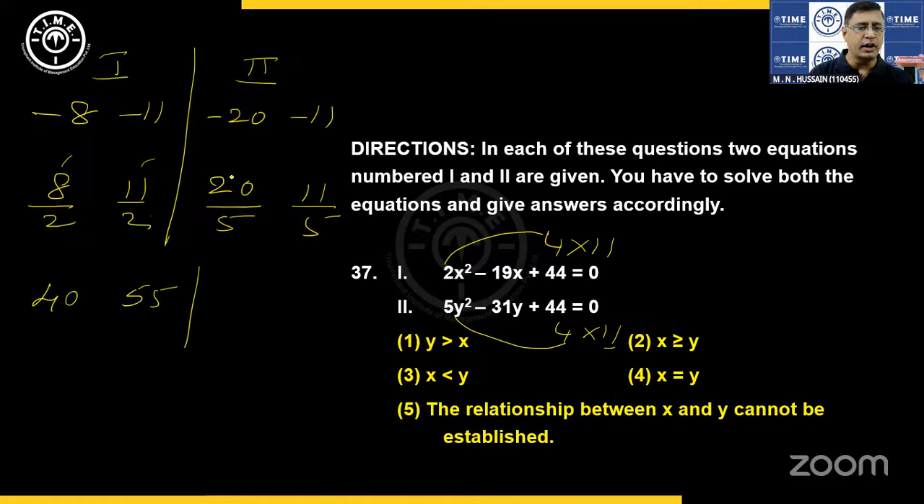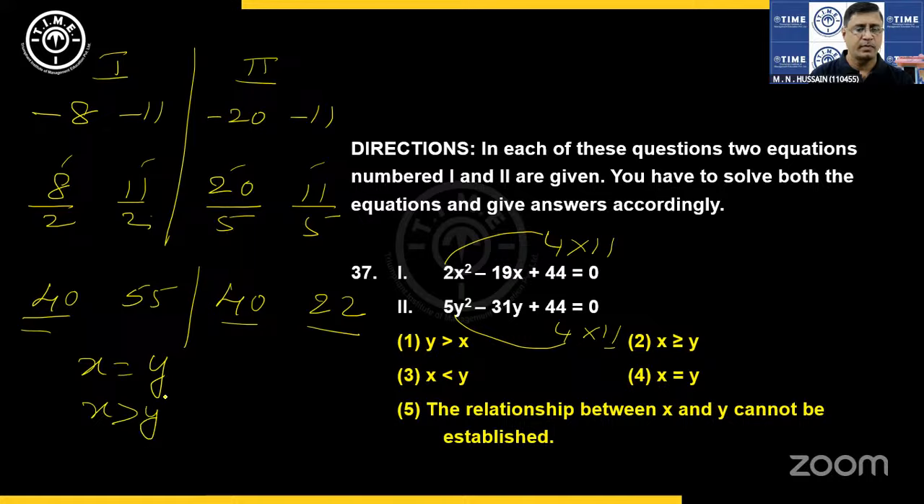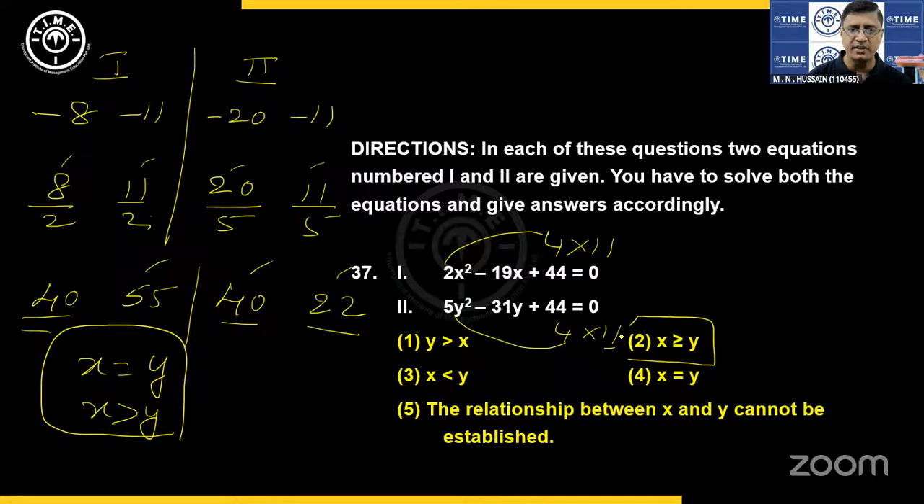Okay. Now 2 times 20 and 11, that is 40 and 22. 40 and 40 means x and y are equal. 40 is greater than 22. What about 55? 55 is greater than both the values of the second quadratic equation. So combining these two, x is greater than or equal to y. The right choice is option number 2. Second choice is the right answer. Option number 2.